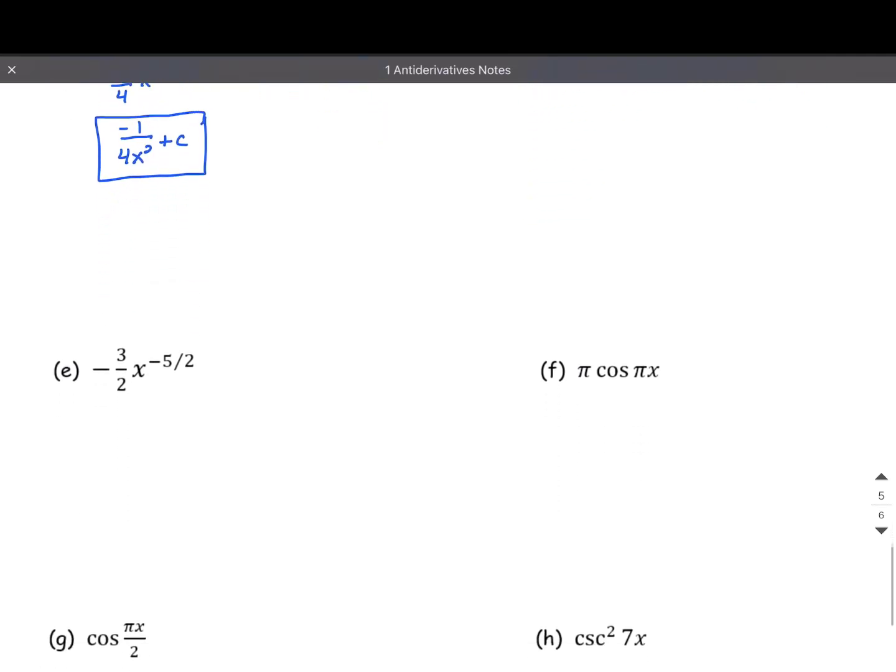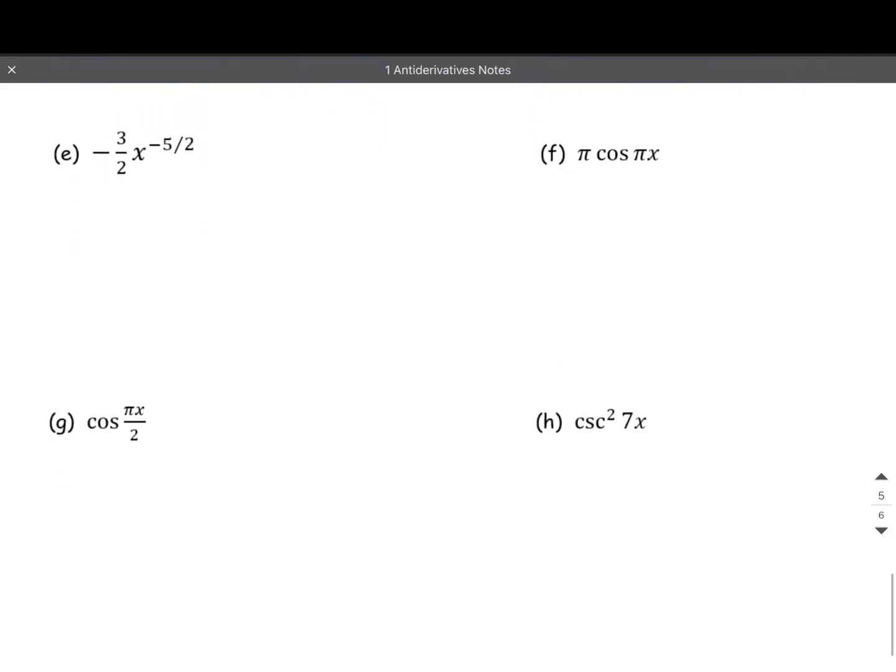Let's look at e. Now we have negative 3/2 x to the negative 5/2. You notice I'm practicing the negatives and the fractions for you? Okay, so we're going to keep our constant negative 3/2. I'm going to leave a little bit of space. I'm going to have my x. I have negative 5/2 in my exponent. I need to add 1. So negative 5 plus 2 is a negative 3 over, keep the denominator 2.